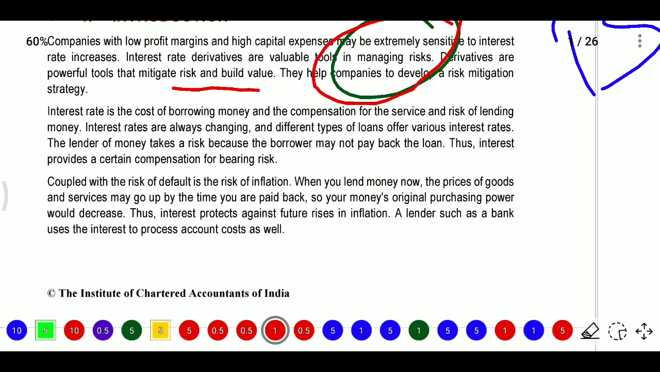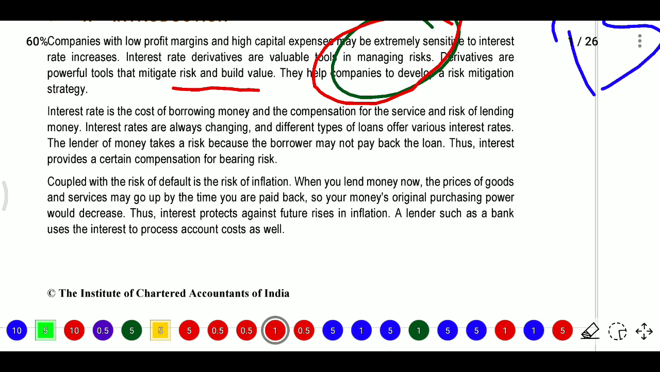Now interest rates are either the cost of borrowing or compensation for services and risk of lending money. Here interest rates are always changing. There are different loan offers for different loan interest rates. The lender, here the bank who is giving money, takes risk because the borrower may not pay back the loan, so interest provides a certain compensation for bearing risk. Sometimes we borrow money, sometimes we are giving the money. If you are giving a loan to another person and that person is not able to pay that debt, then the lender bears the risk.